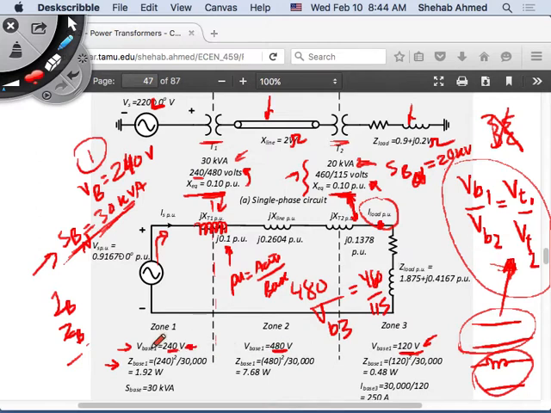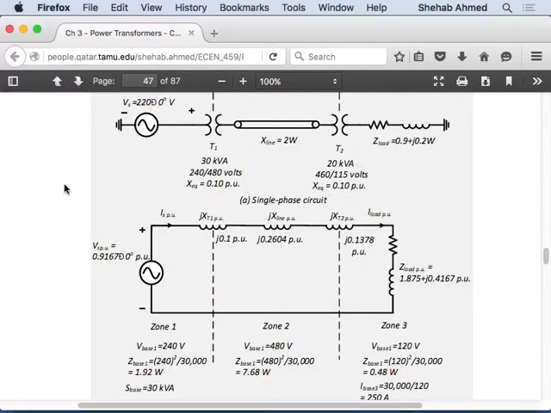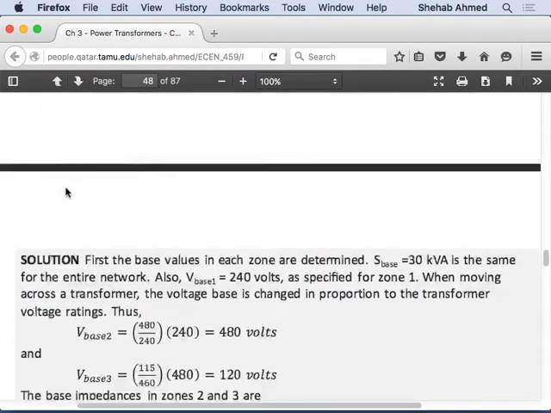So here, the selected base voltages, calculated base impedance. Again, sorry about the W versus the ohms. I did not see that. Seems like it's everywhere. And then calculated base currents, right? So in the various zones. So let's see how the problem goes.